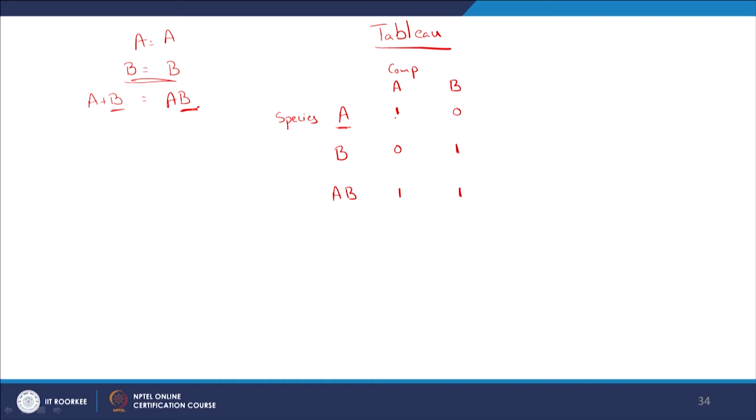Again, let us look at that. These obviously are from your formation equations. The first formation equation: how many A do I need to form A? Obviously 1, that is what I have here. And how many A do I need to form B? 0. And how many A do I need to form AB? I have 1. Same case with respect to B.